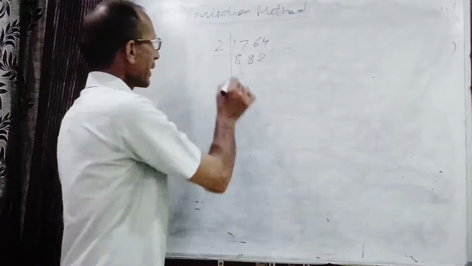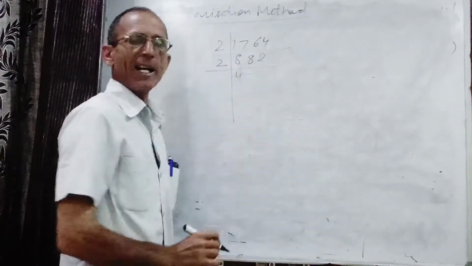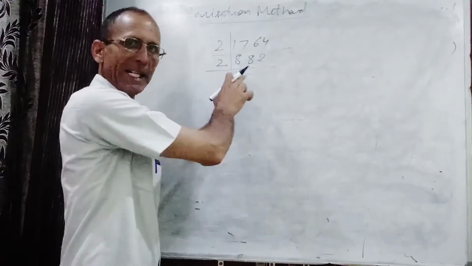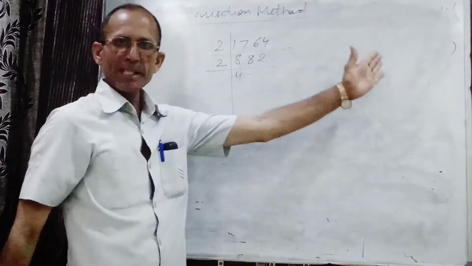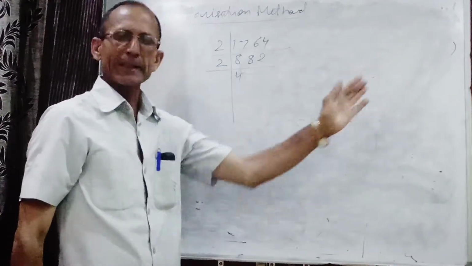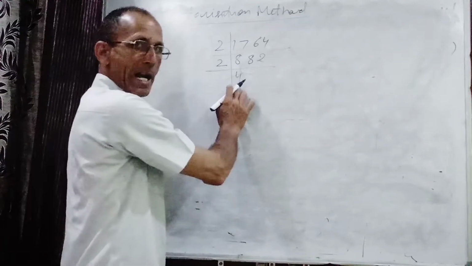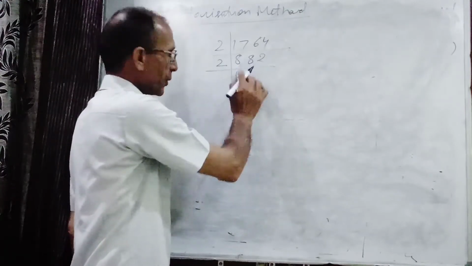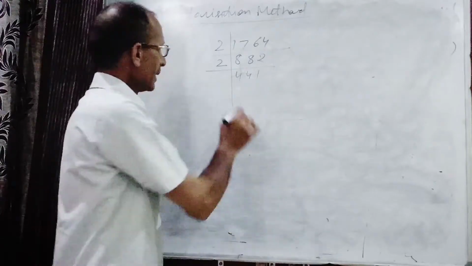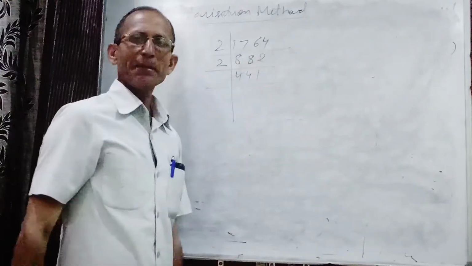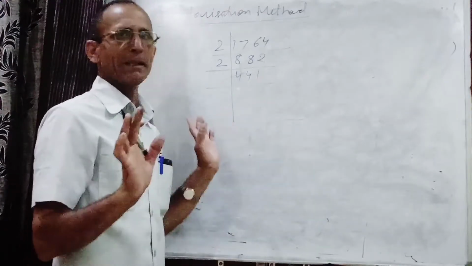Understood? Okay. Now again by 2. 2 4s are 8. I am dividing this. No need to get confused; if you are confused, you can divide separately by the division method, then you will understand easily. So 2 4s are 8. Now 2 4s are 8. 2 1s are 2. Now this will not be divisible by 2, because the last digit is odd.